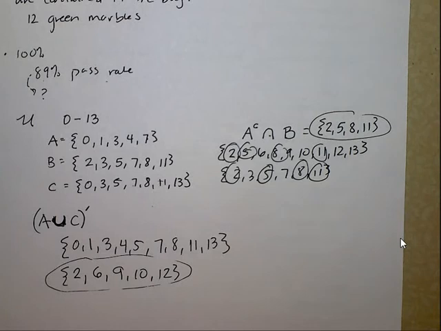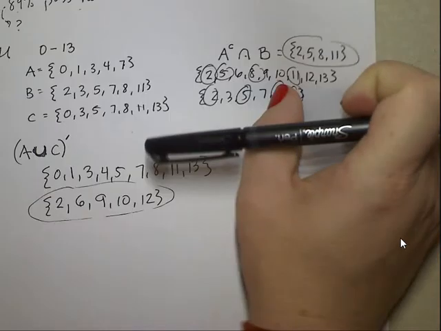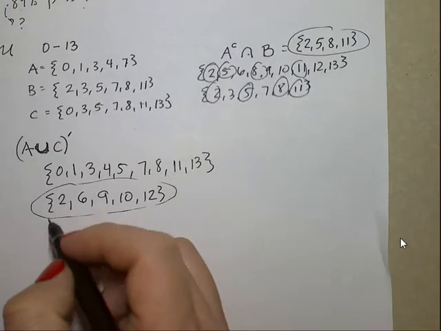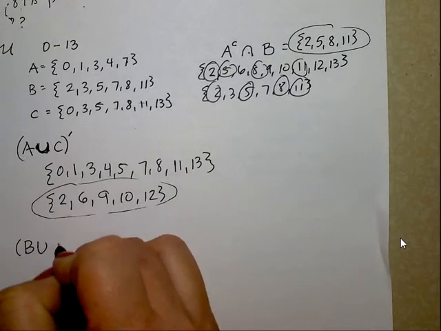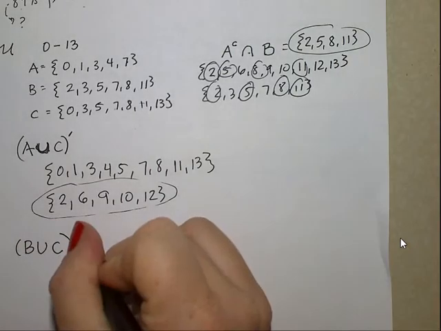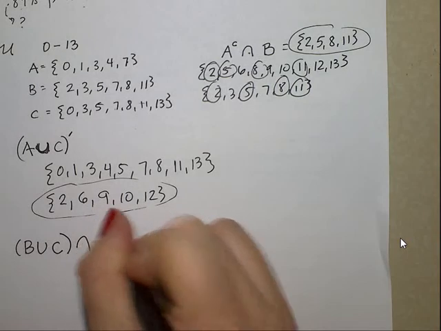Does anyone have questions about this? Does anybody have questions? Okay, we have one more type we're going to do with this one before we move on. Here's your last one. I'd like you to do B union C, and then I'd like you to intersect that with A complement.